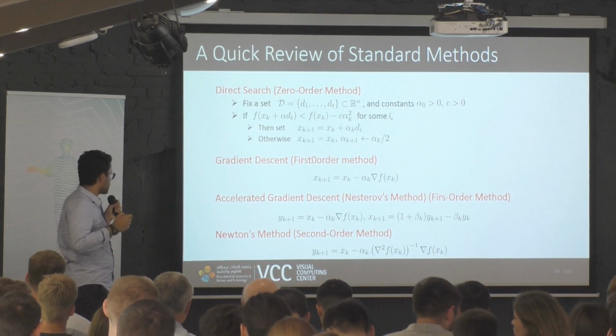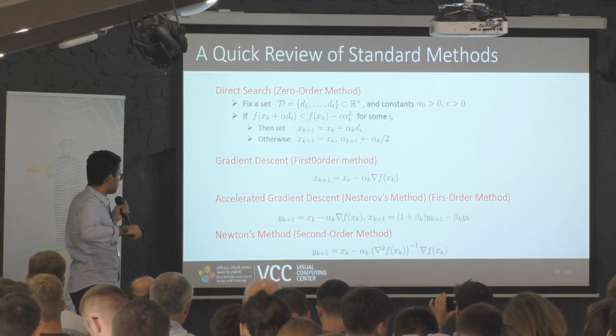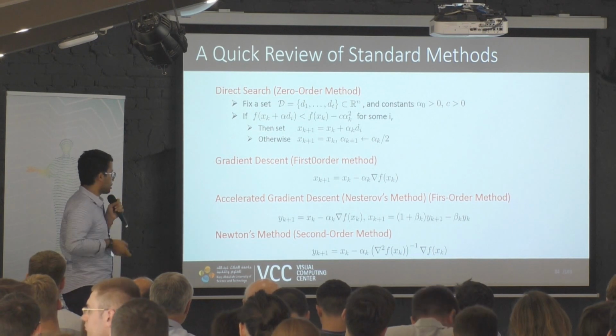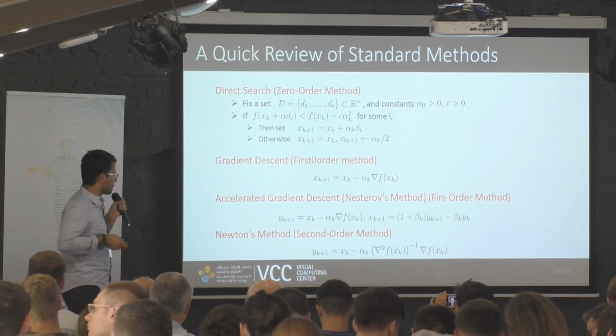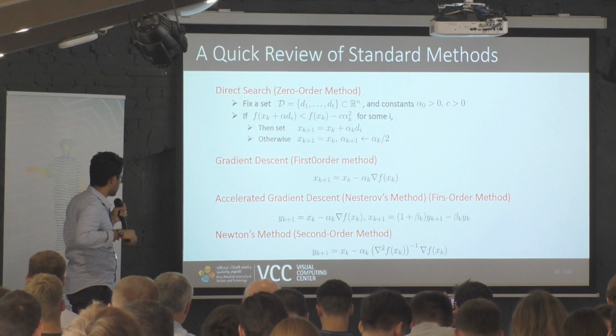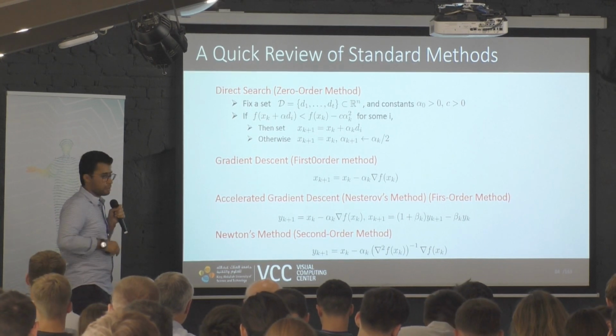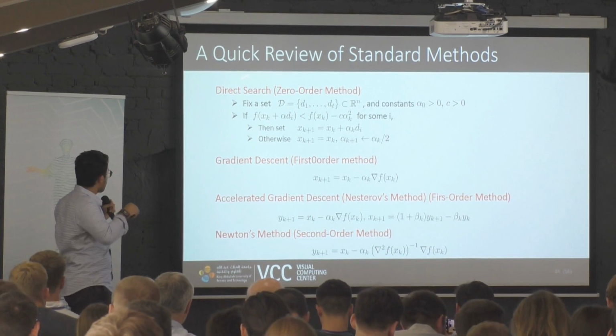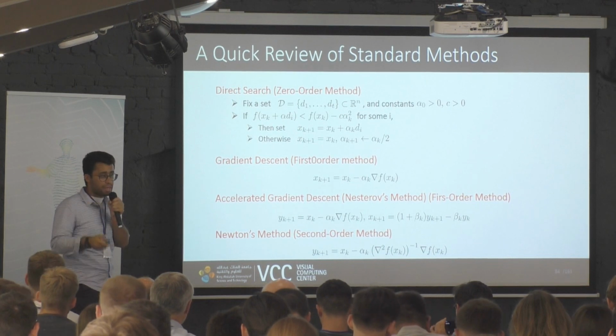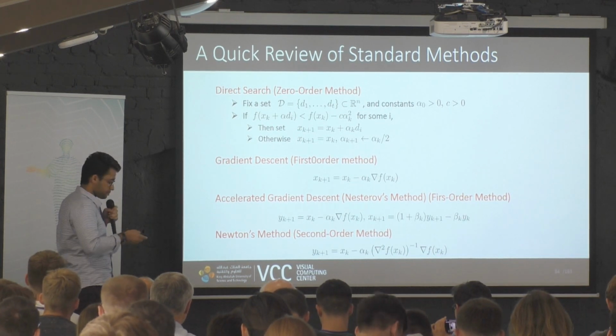A first order method is like gradient descent, which is well known, or you could do Nesterov-like acceleration, or, as in deep neural networks, Polyak-like updates. Or you could use second order information. And for this part of the talk, we're focusing on applications where you cannot actually compute gradients.